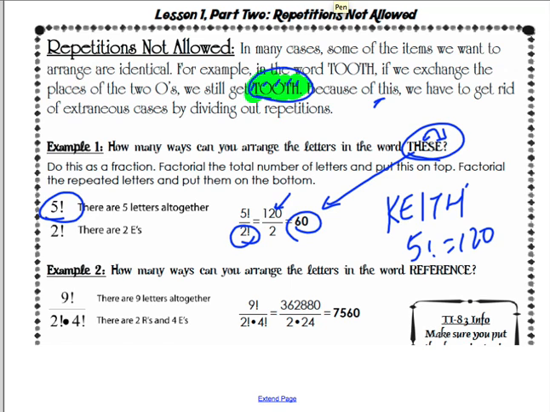Okay? So if you take a look at the word reference here, reference has 9 letters, but it's got 2 R's, and it's got 4 E's. So instead of taking 9 factorial and dividing by 2 and then 4, what we do is, I'm just going to open up a new page here.